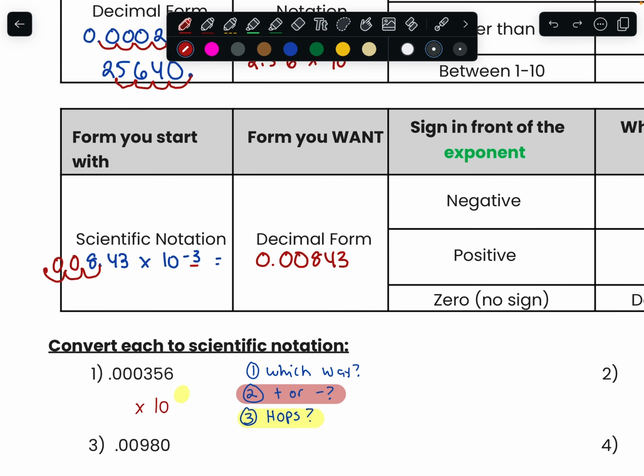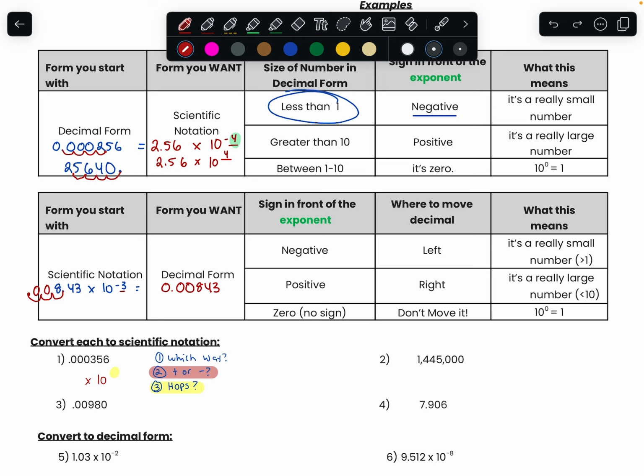Questions so far? Okay, so here's what we're going to do. Let's do another example.